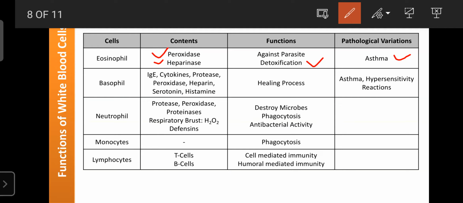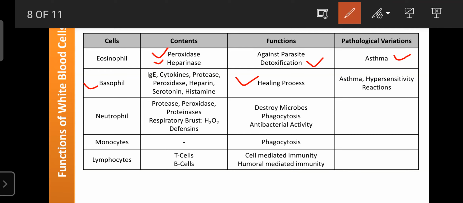Regarding the basophils, they mainly contain IgE, cytokines, protease, peroxidase, heparin, serotonin, and histamine. These basophils are mainly involved in the healing process. After injury, they are involved in the repair of damaged places or injuries. That's why basophils are involved in the healing process.